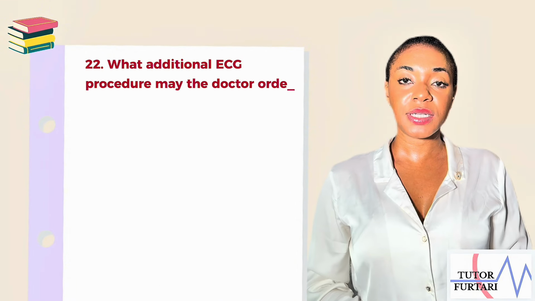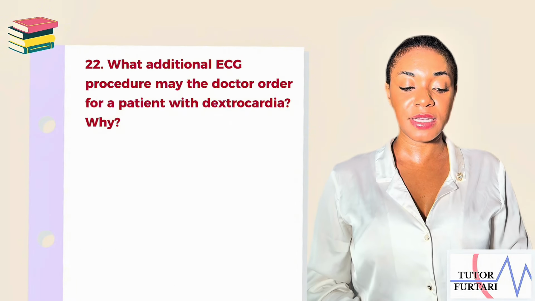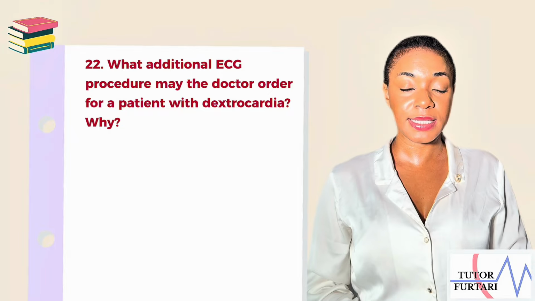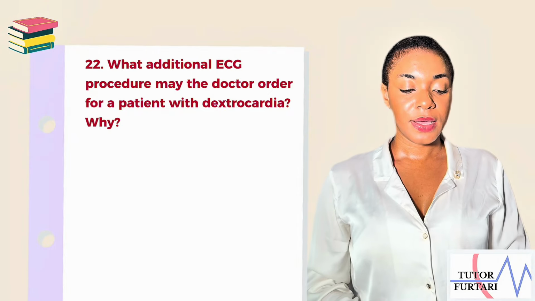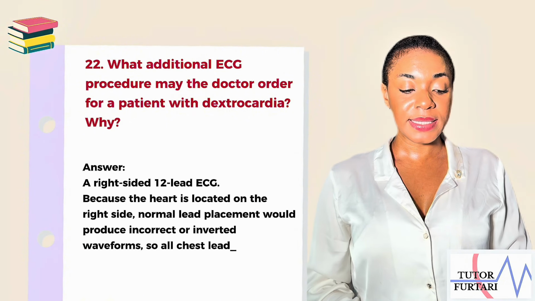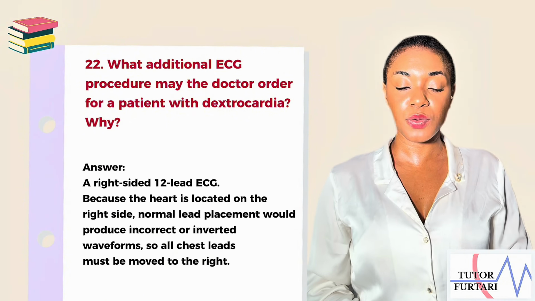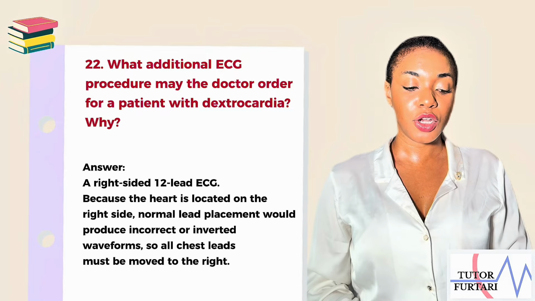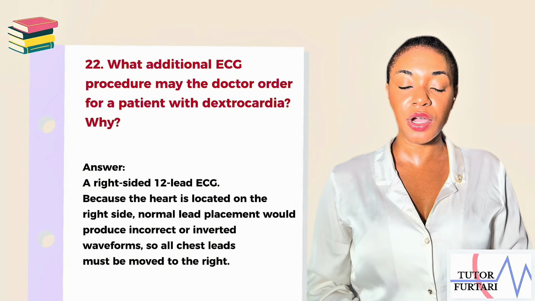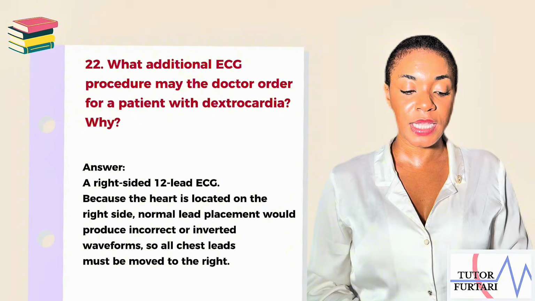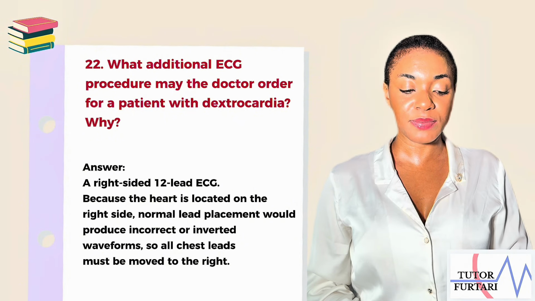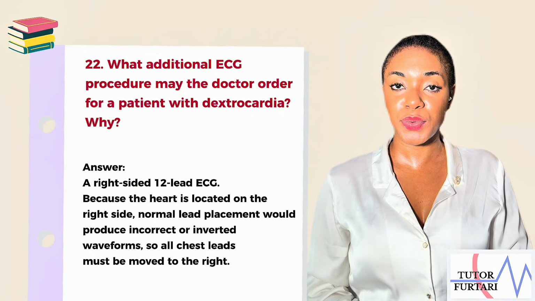22. What additional ECG procedure may the doctor order for a patient with dextrocardia, and why? The answer would be a right-sided 12-lead ECG. Because the heart is located on the right side, normal lead placement would produce incorrect or inverted waveforms, so all chest leads must be moved to the right.